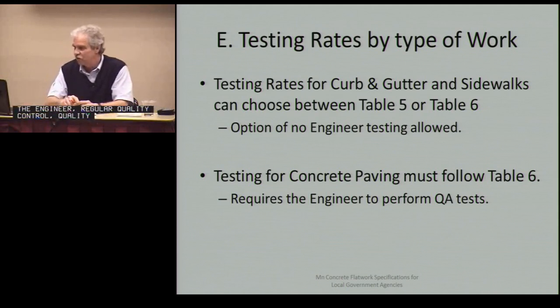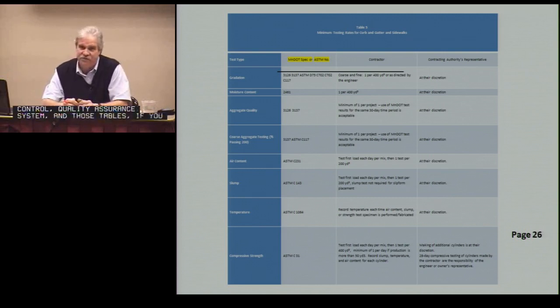And those tables, if you wanted to go to any page, this is on page 26 if you're following along. And I'll bring it up later as well. But this is the Table 5, and this is only available for curb and gutter, sidewalk work, and median work, not for concrete pavements for city streets. And if you look down here, contracting authority's representative, the testing is at their discretion if they want.